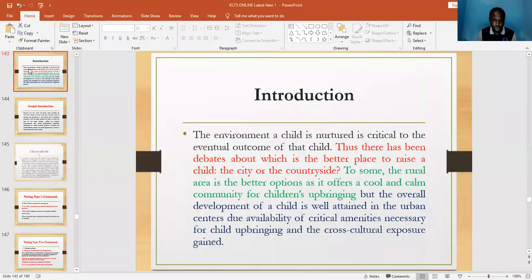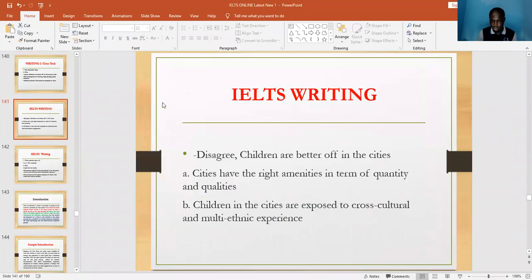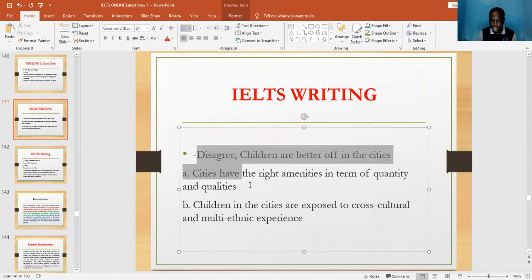So you can see this was the plan. This was my own side, and this is where I am coming from. I said children in the cities are exposed to cross-cultural and multi-ethnic experience. So I will write something on that now, which will serve as my second paragraph, so that it will give us the idea.